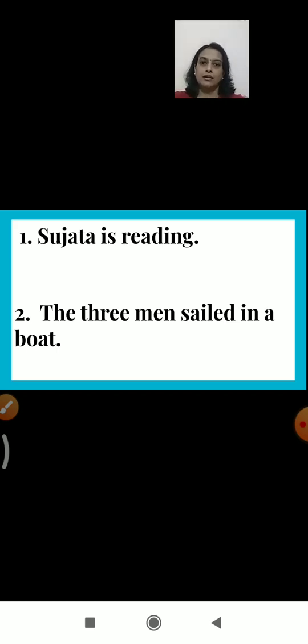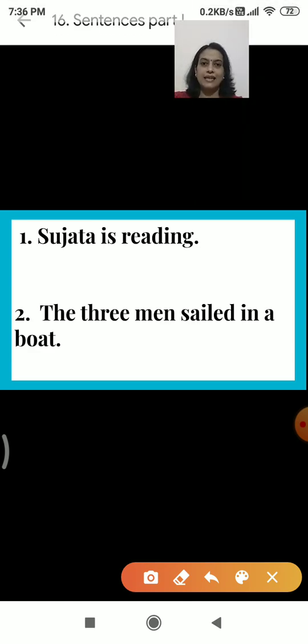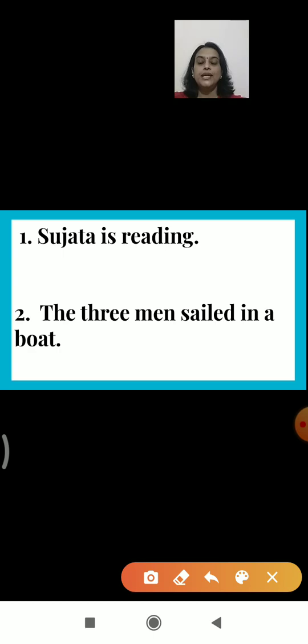Here you can see two sentences written down. Let's see what they are. First one: Sujata is reading. And the second one: The three men sailed in a boat. Now in the first sentence, I'm going to circle one word, and that is Sujata. And I'm going to underline the remaining words, that is, is reading. So I divided the sentence into two. Sujata I have circled and is reading I have underlined.